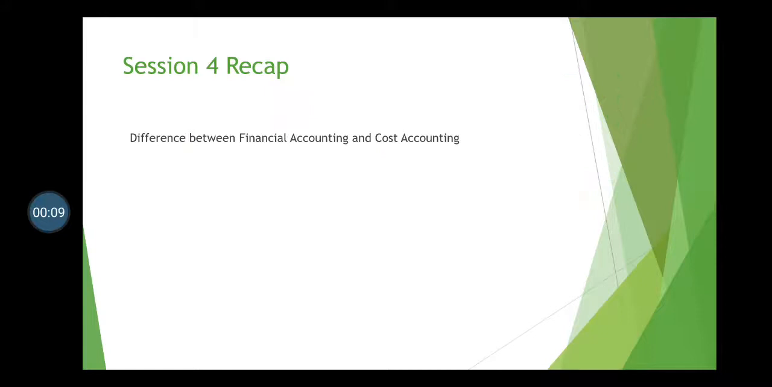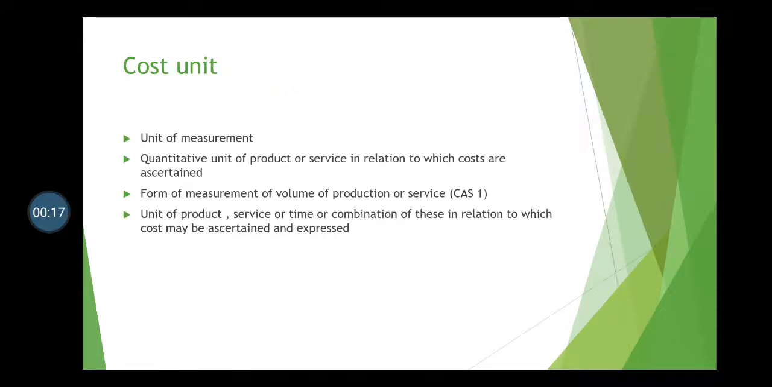In session 4, we have seen the difference between financial accounting and cost accounting. In this session, we will see the meaning of certain terms which are being used in cost accounting. The first one is cost unit. Cost unit is nothing but the unit of measurement. It's a form of measurement of volume of production or service. This unit is generally adopted on the basis of the convenience as well as practice in the industry concerned.